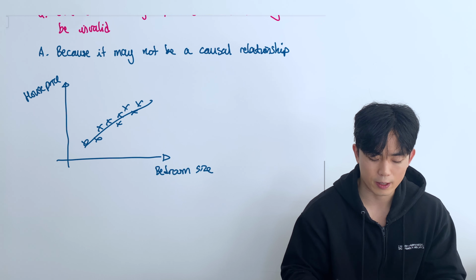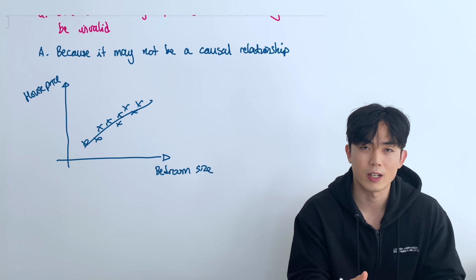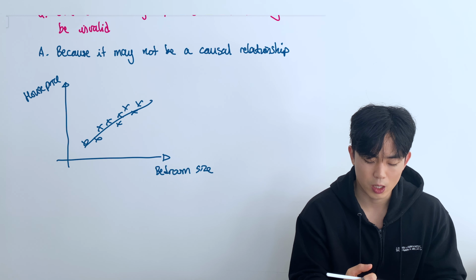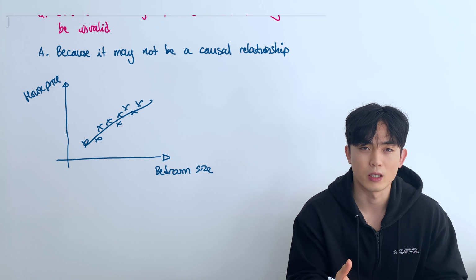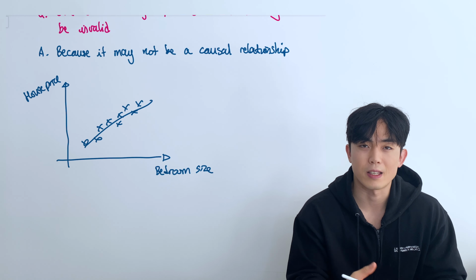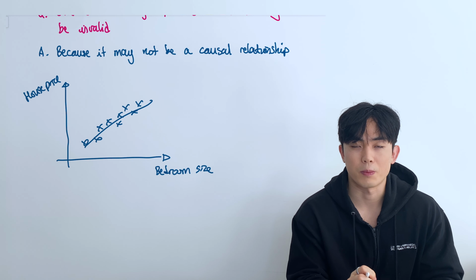More importantly, it could be the number of bedrooms. That could be a more direct comparison for the house price, rather than the bedroom size. So we can't necessarily say that just because the bedroom size is bigger, the house price is going to be larger. That's not the case in all cases. So this is an example of what a causal relationship is and is not.